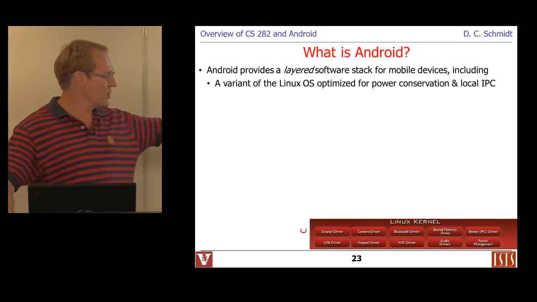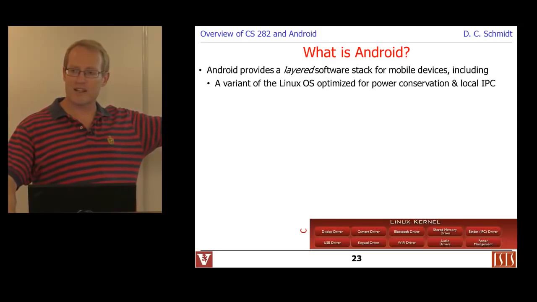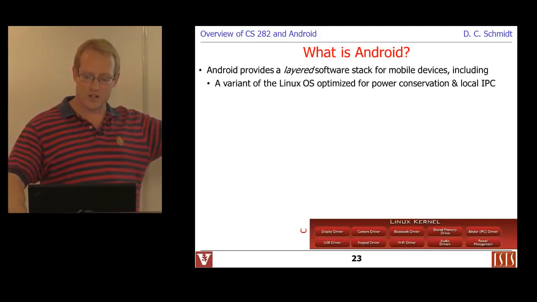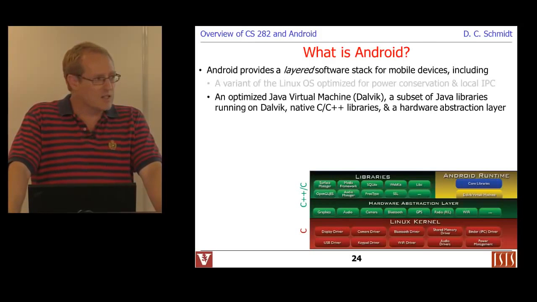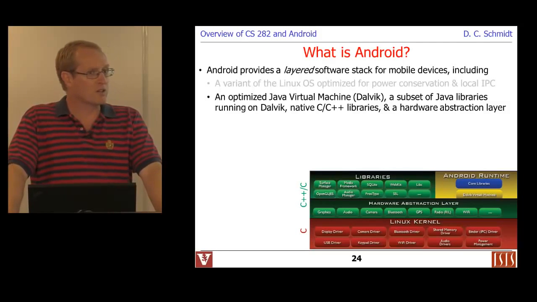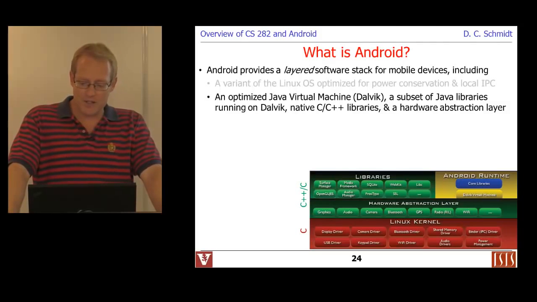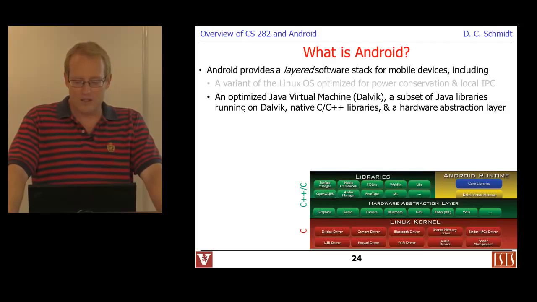And of course, all that code is in C. And you can actually go and download that code and play with it and tweak it and stuff like that. It's all open source. On top of that is an optimized Java virtual machine called Dalvik, a subset of the Java class libraries that run on top of Dalvik, some native C and C++ libraries, and something called a hardware abstraction layer. We're going to talk about all these things in a bit more detail in just a second.